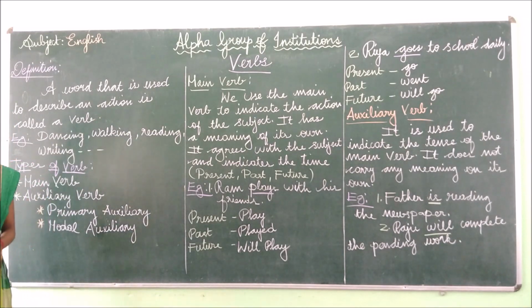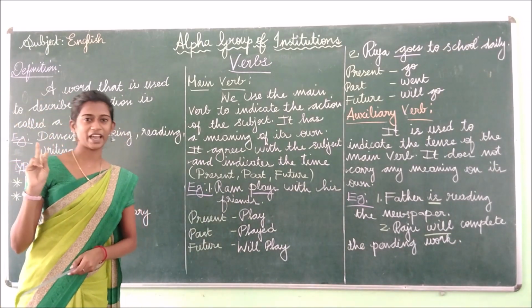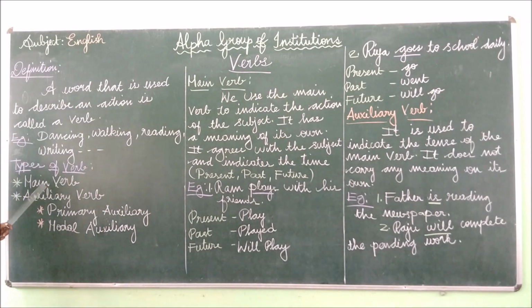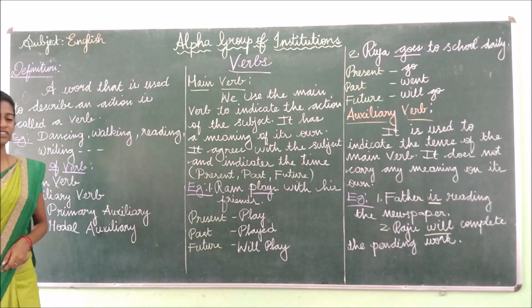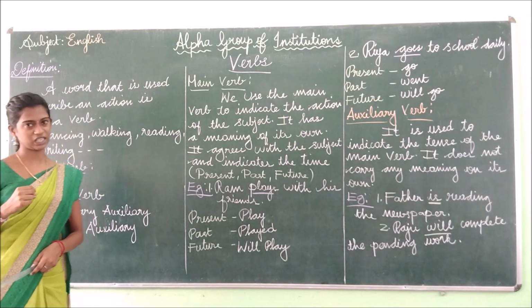Yes. Next we are going to see the types of verb. There are two types of verb. How many types of verbs are there? There are two types. The first one is main verb and the second one is auxiliary verb.